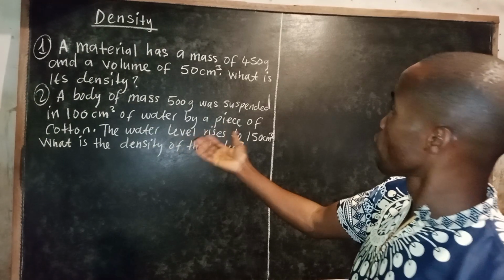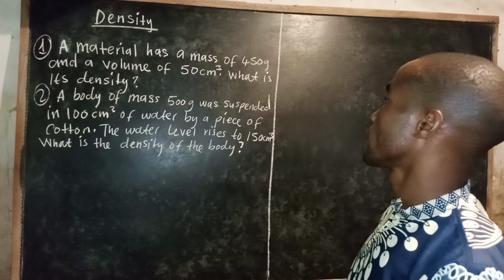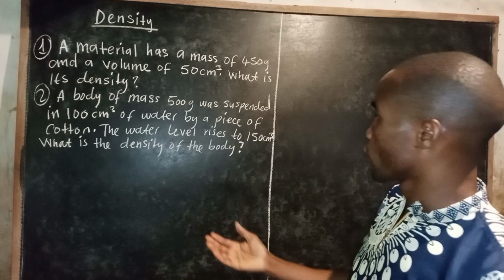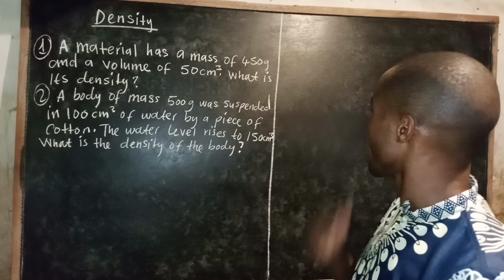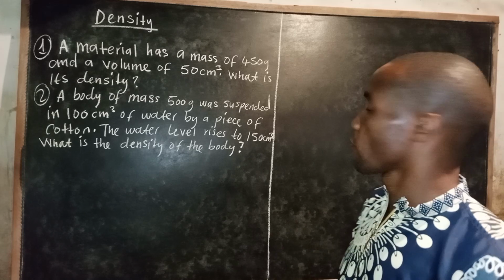Then question 2: a body of mass 500 grams was suspended in 100 centimeters cubed of water by a piece of cotton. The water level rises to 150 centimeters cubed. What is the density of the body?